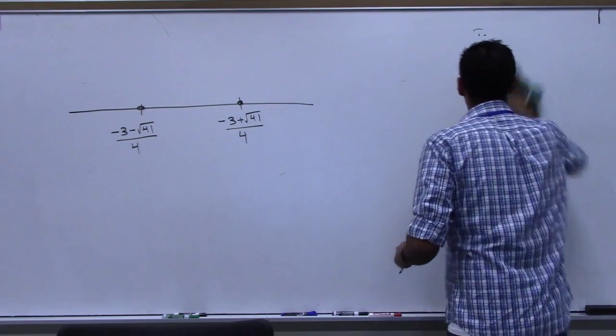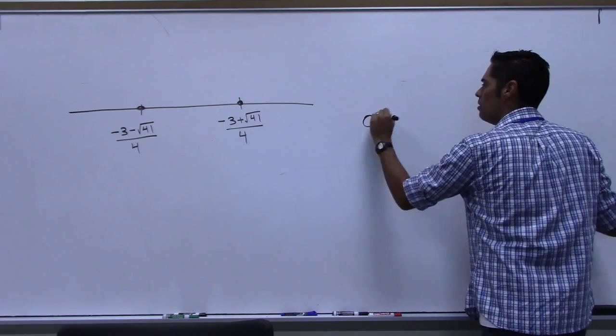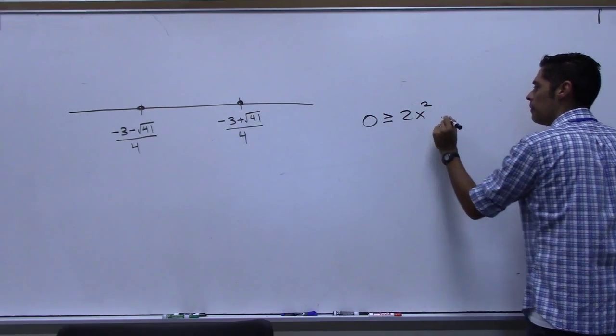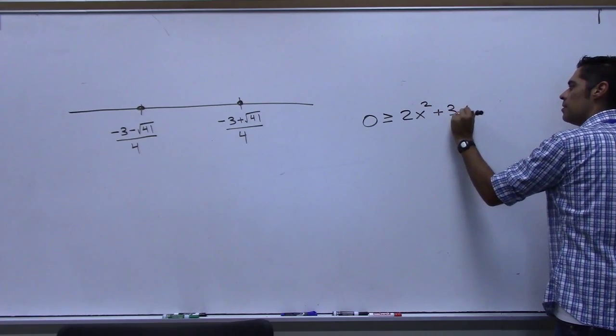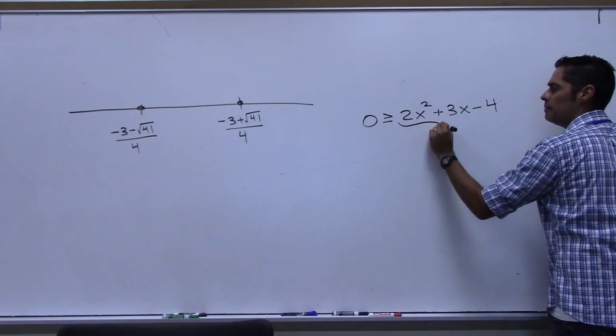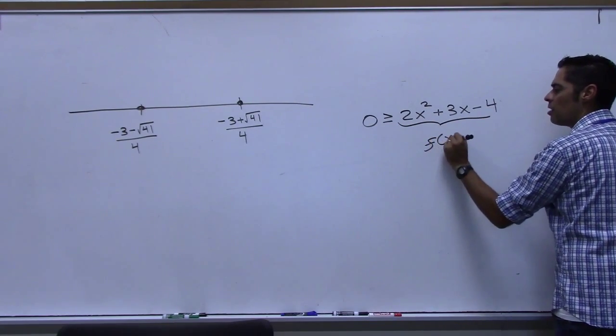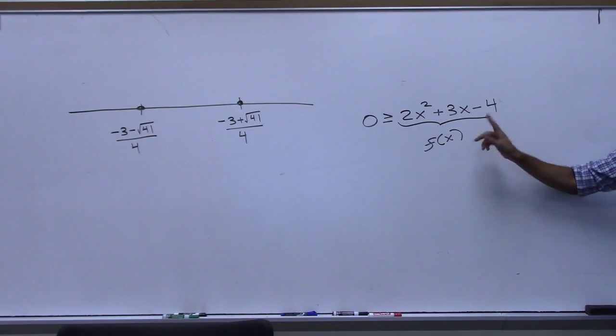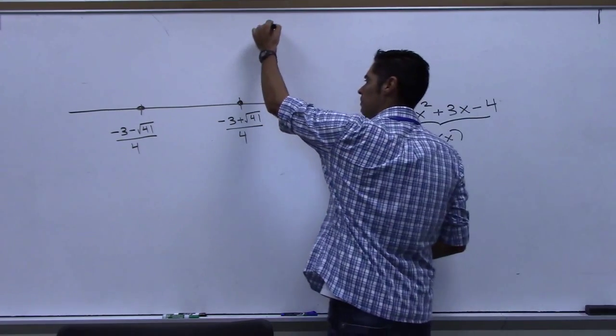When Daniela moved everything to one side, we had 0 less than or equal to, what was it, 2x squared plus 3. That was what we had. This piece right here is what our function is. That's our quadratic function. And which way does it open? Up, right? So it looks like this.